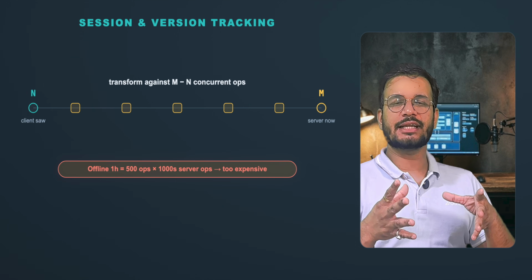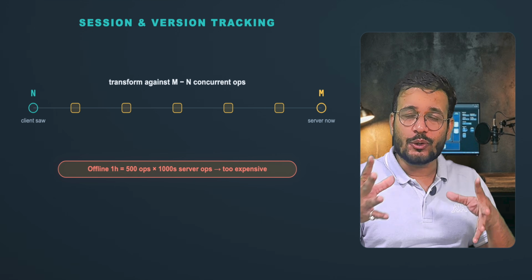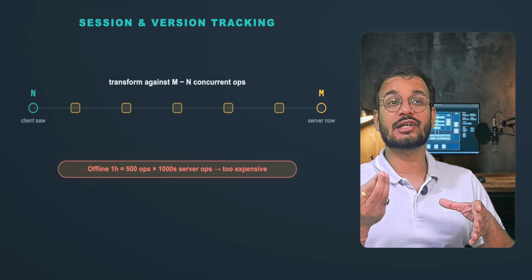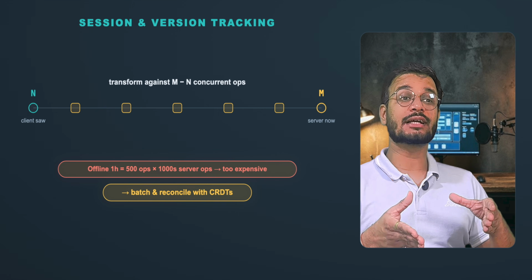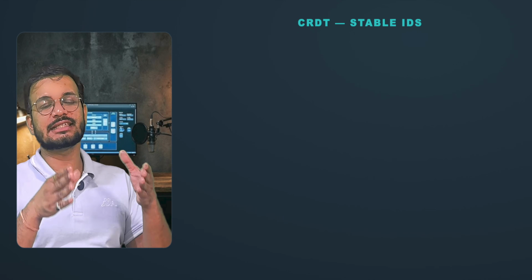But what if a client is offline for an hour and accumulated 500 local operations? Now the server needs to transform those 500 operations against the potentially thousands of server operations that happened while the client was offline, and this can be very expensive. Now, for offline sync, we batch the operations and use a more efficient reconciliation approach, which brings us to CRDTs.